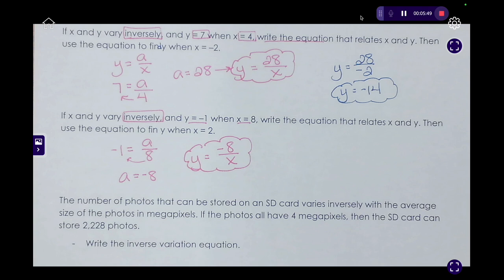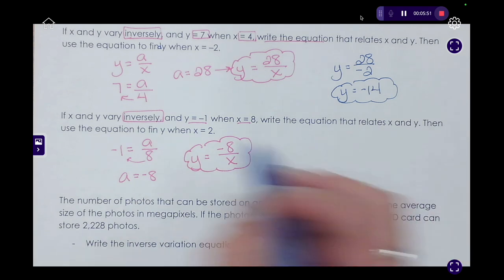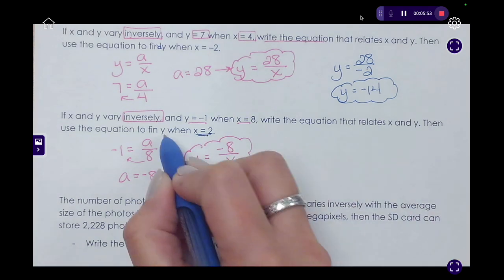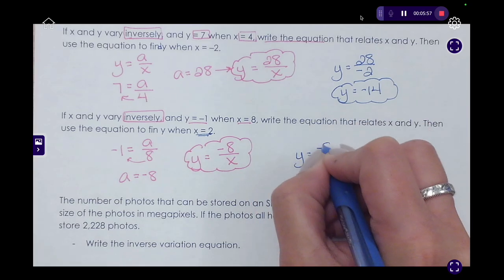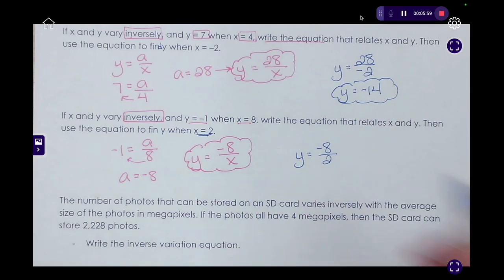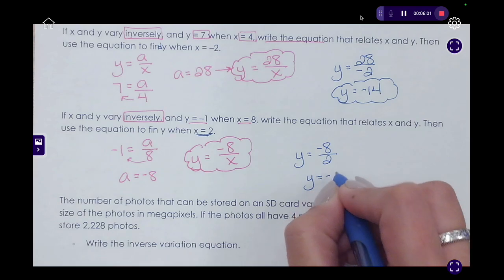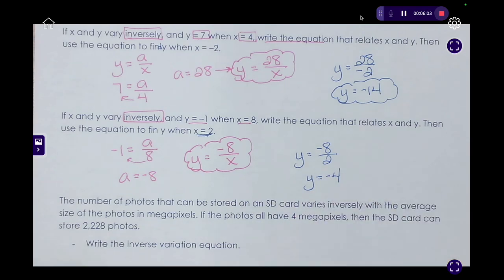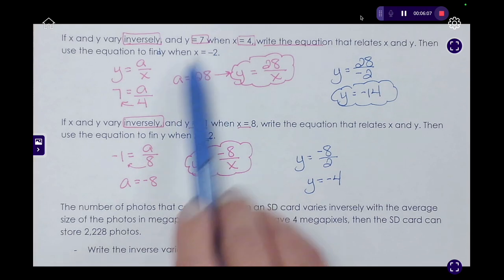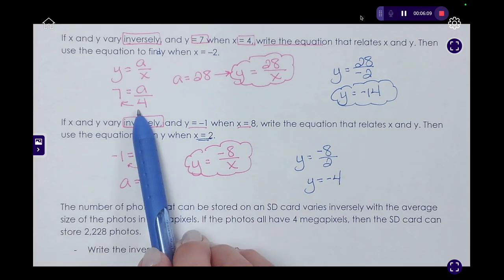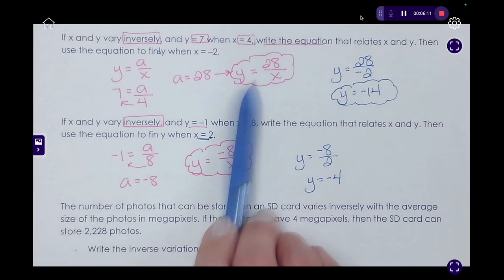So now I'm going to use that to find out when x is 2, what's your y value? So looking at that, I'm going to plug in a 2. So if I do -8 divided by 2, I know that equals a -4. All right, so again, make sure you're just taking the numbers they're giving you, plugging them in. You're going to solve for a, and then you should be able to write your equation.